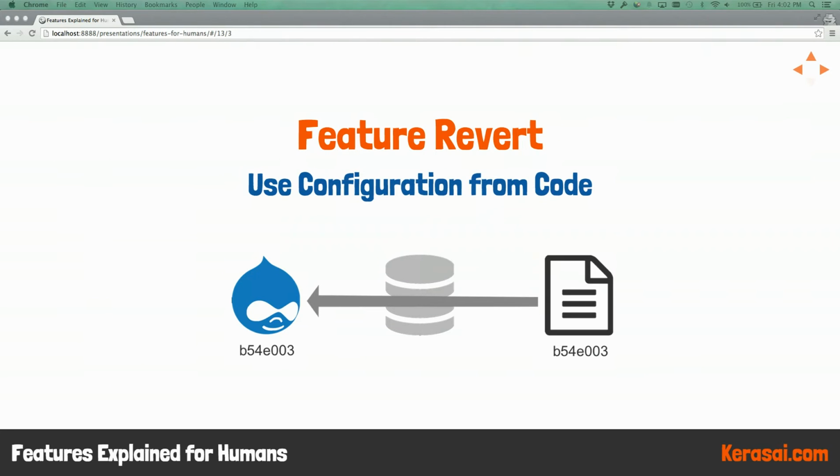The alternative to that, once again, is the Faux-Exportable, where if you push this change live, you actually have to go in and revert the feature.